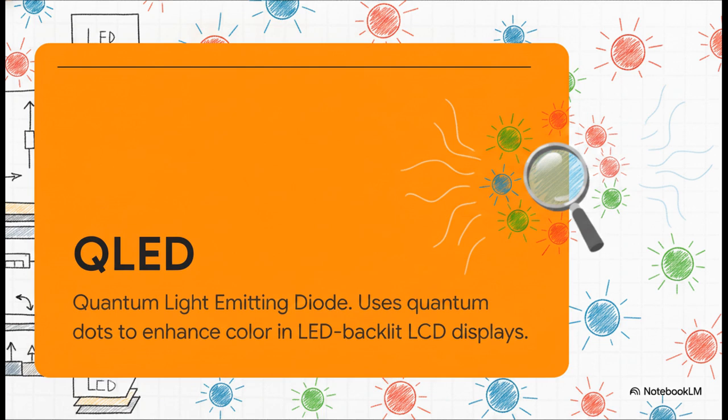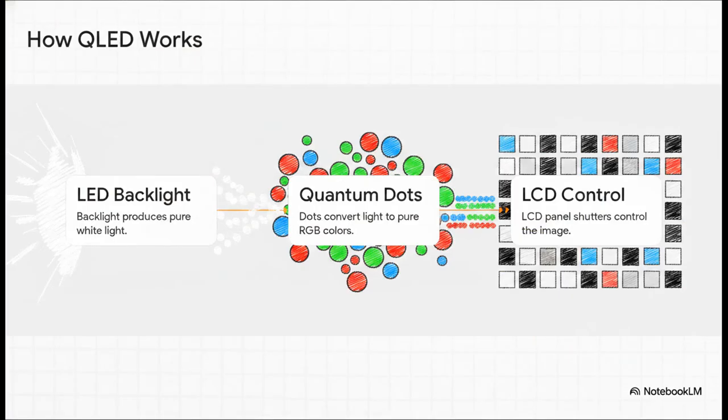This utilizes nanoscale semiconductor particles, the quantum dots, to aggressively enhance color and brightness in an LED backlit LCD panel. And remember, these dots are unfathomably small. We're talking 2 to 10 nanometers. And their exact physical size directly dictates the specific color of light they emit. It's wild. Let's walk through it step by step.